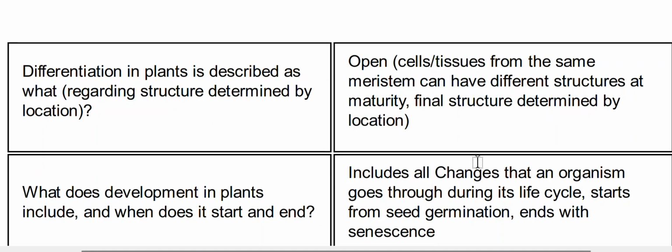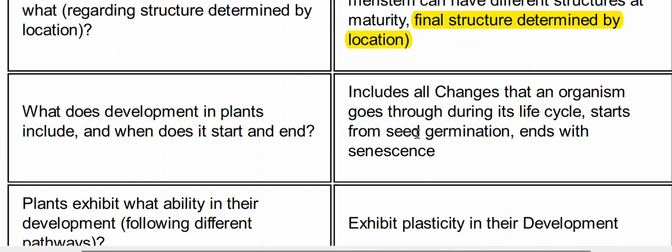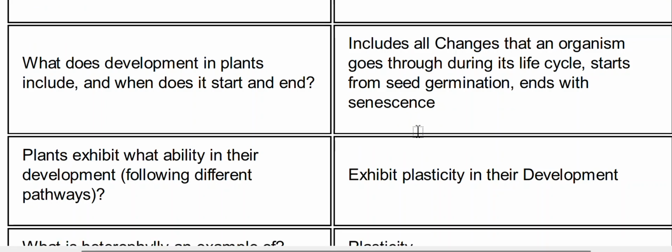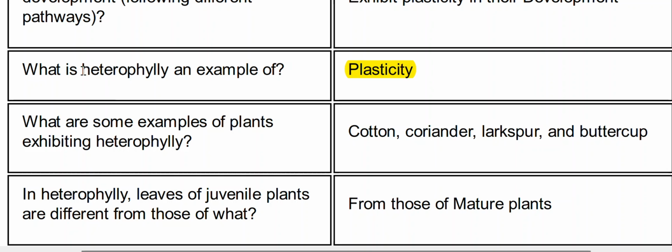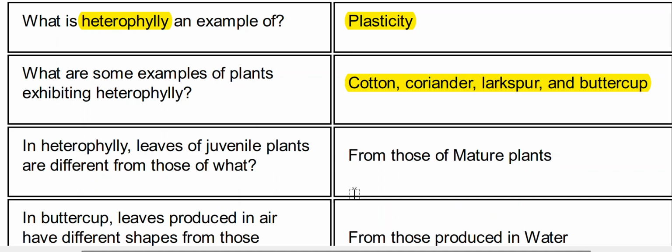In differentiation, plant cells attain their final structure in a particular location. That is called differentiation. Plants exhibit the ability to develop in different ways. The plant undergoes a process called plasticity, such as heterophylly. For example, plants like cotton, coriander, larkspur, and buttercup show heterophylly. That is plasticity.